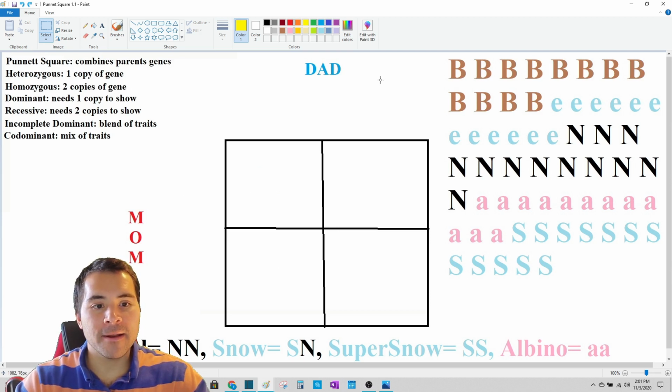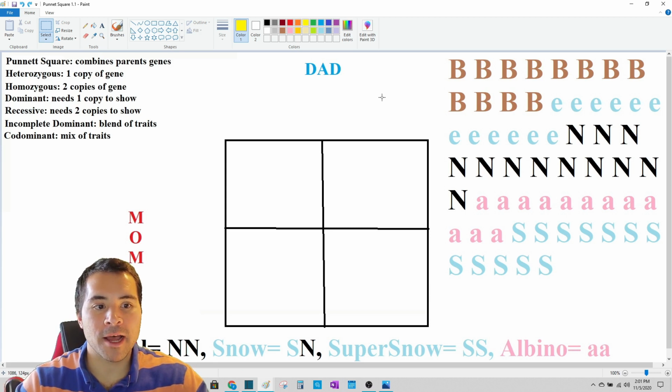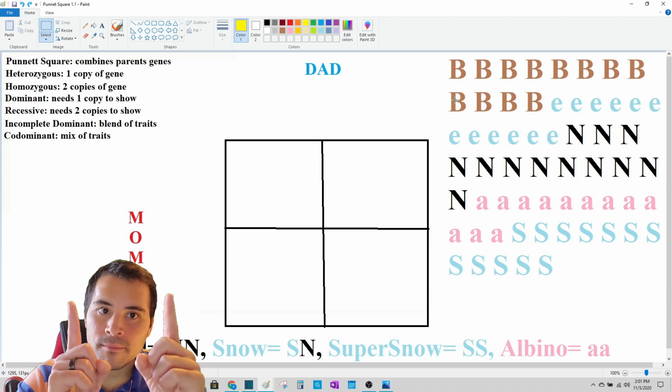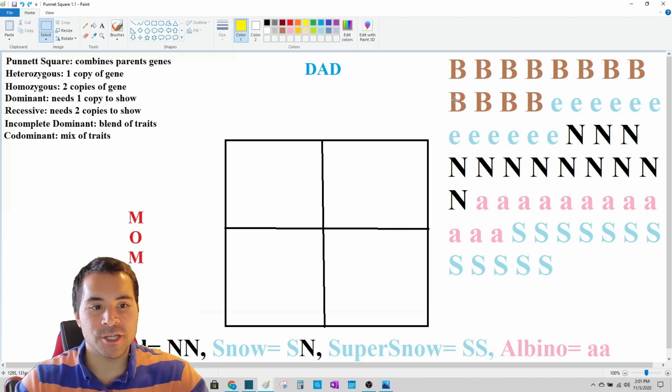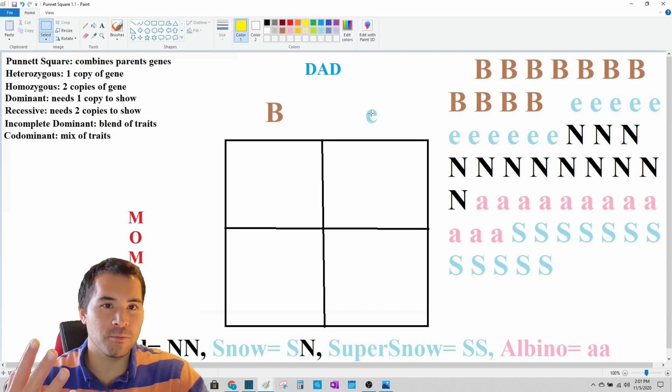Now let's look at if your parents are not only carrying the brown eyes gene. Let's say that your dad is carrying 1 copy of the blue eyes gene and your mom is carrying 1 copy of the blue eyes gene. Let's show what that will look like. Remember, brown eyes is a capital B dominant and blue eyes is a lowercase e recessive. You need 2 lowercase e's to show blue eyes.